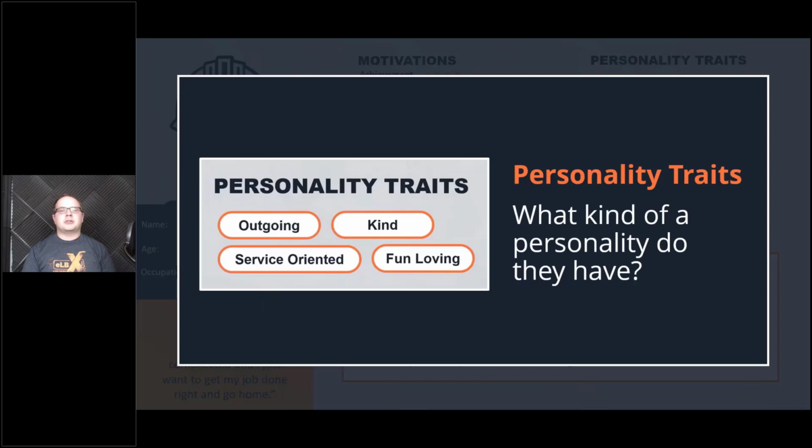The next section that I put on here is personality traits. And for me, what this does is it tells me, okay, this is the type of person that I'm dealing with. I'm dealing with, in this case, a fun, loving, kind, service-oriented, outgoing type person who, to me, that means that he doesn't take life very seriously.